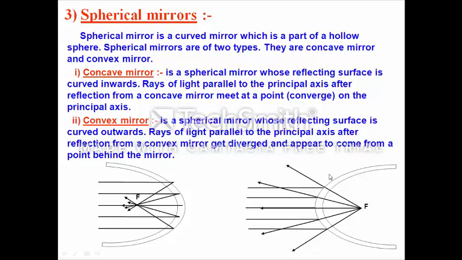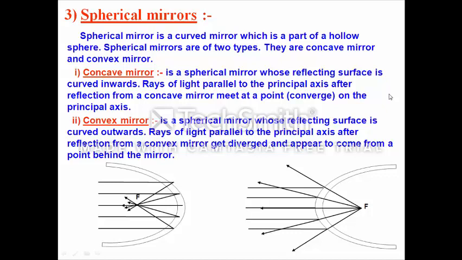In our last lecture, we talked about light and the dual nature of light. We also talked about the real image, the virtual image, and the characteristics of the plane mirror. And now we will talk about the spherical mirror.